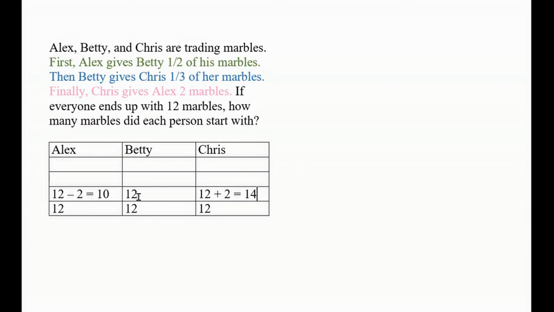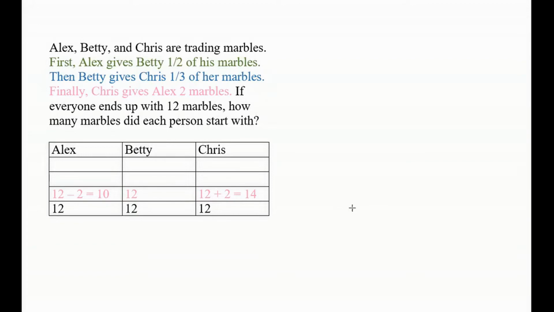Now I'm going to change this color to pink, just so that we know we just worked with the pink statement. Now we're going to work on the blue part, and it is a little difficult because we don't have something as simple as 3 marbles or 4 marbles. The blue sentence reads, then Betty gives Chris 1/3 of her marbles. Okay, so Betty has just given Chris 1/3 of her marbles. So this 12 must be 2/3 of our marbles, and it's a little hard to see. So let's go ahead and draw a nice picture.